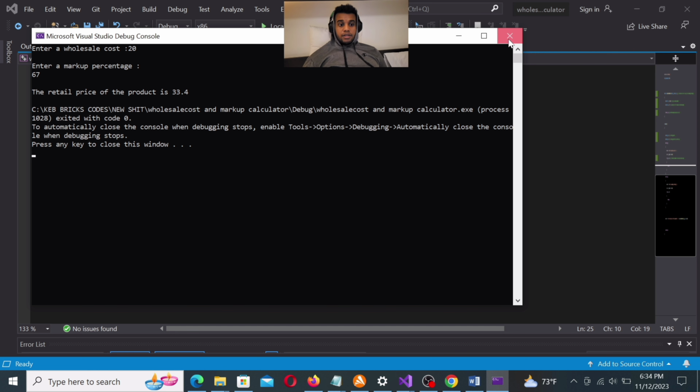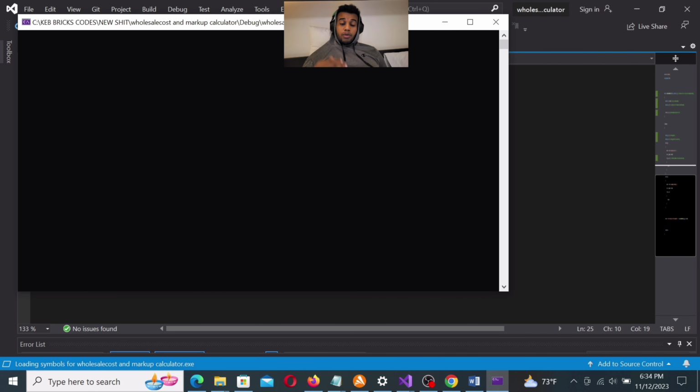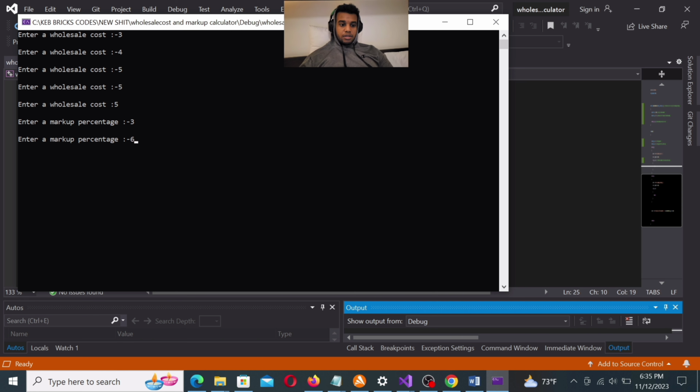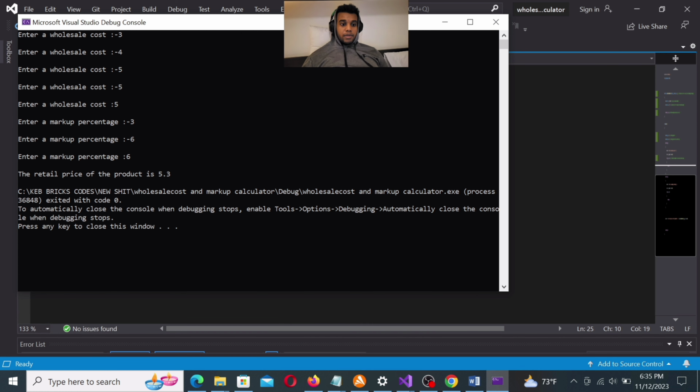Okay, and let's see if we enter negative numbers. So I'm just going to explain what the while loop was doing earlier. Remember I said if I enter a negative number, the while loop will keep running. So the wholesale cost minus 3, see, it keeps running, minus 3, minus 4. The program keeps asking me the same question again until I enter 5, which is correct. Same thing with the markup percentage. If I keep entering a negative number, minus 3, minus 6, it still keeps running, but when I enter a value like 6, which is the correct value above 0, the program ends, and it calculates the 6% markup of 5, which is 5.3.